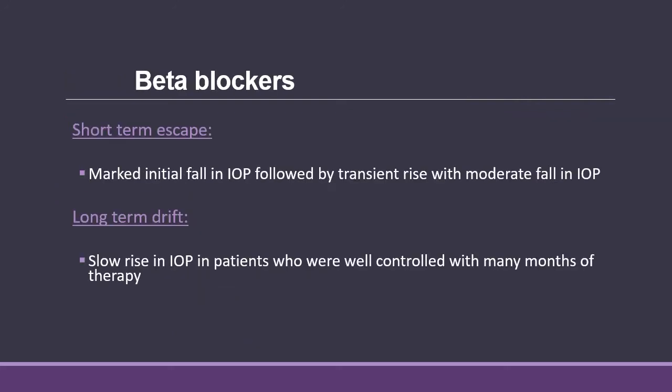Then there are two phenomena during the treatment with beta blockers. First is short-term escape, that is there is a marked initial fall in the IOP followed by a transient rise in the IOP. This is known as short-term escape, which is seen with timolol. Then another entity is long-term drift. This is a slow rise in IOP which is controlled for many months with the beta blocker, but after a few months there is a slow rise in IOP. This is known as long-term drift.